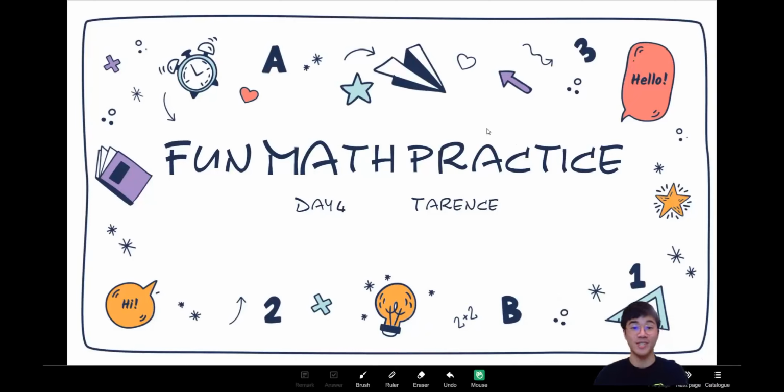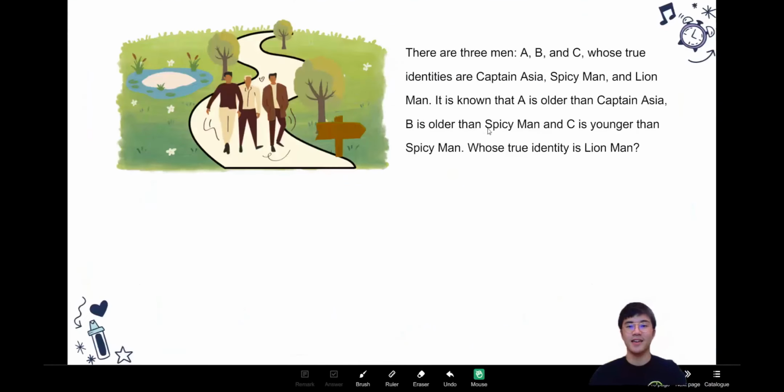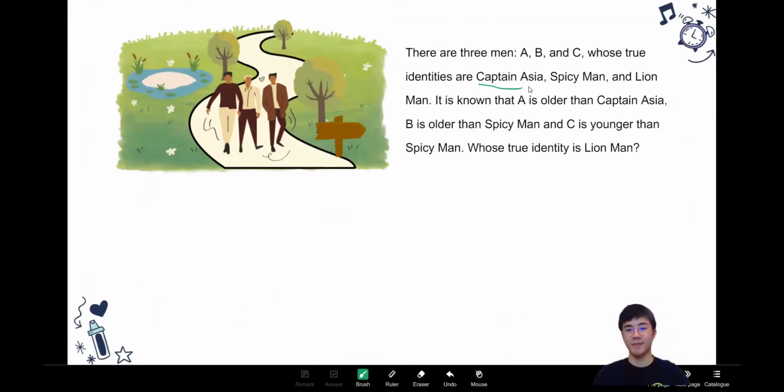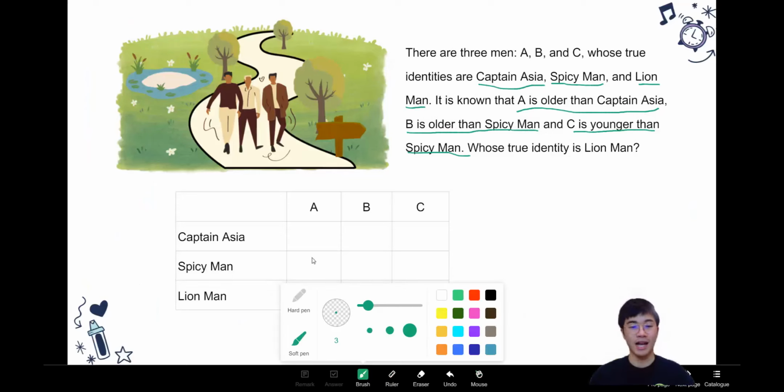Now let's move to question 1. There are 3 men, A, B, and C, whose true identities are Captain Asia, Spicy Man, and Lion Man. It is known that A is older than Captain Asia, B is older than Spicy Man, and C is younger than Spicy Man, whose true identity is Lion Man. Now, based on these clues, we need to draw tables like this for a clearer vision.